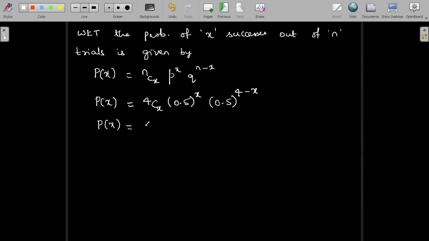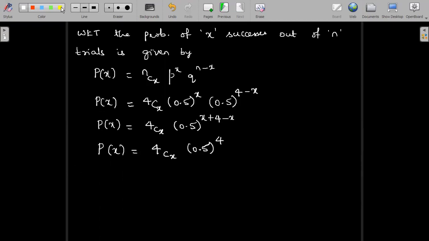So this gives us 4cx into 0.5 power x plus 4 minus x. In a product, whenever the bases are the same, powers are added. So plus x minus x cancel, and that was the plus point of doing this. So 4cx, and we have 0.5 whole power 4. Of course, we can simplify 0.5 whole power 4 and further proceed, or you can keep it as it is. Choice is up to you. And now I'll be keeping this expression. This is the expression for P of x. Now we will deal with the cases one by one.